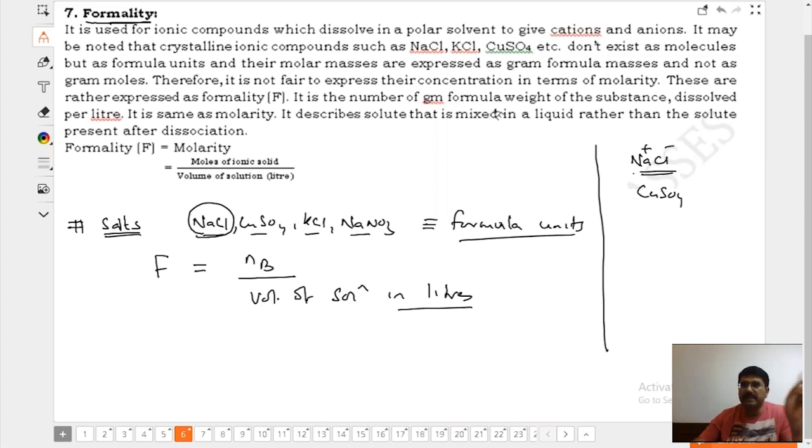Formality is exactly equal to molarity, and it is used only for ionic compounds. For 6 sodium, we have 6 chlorine. Not 1:2.